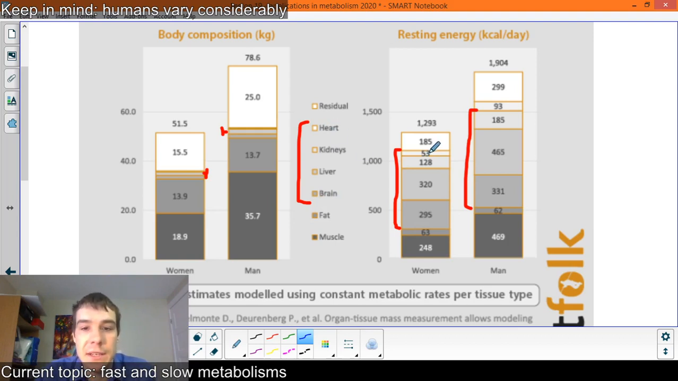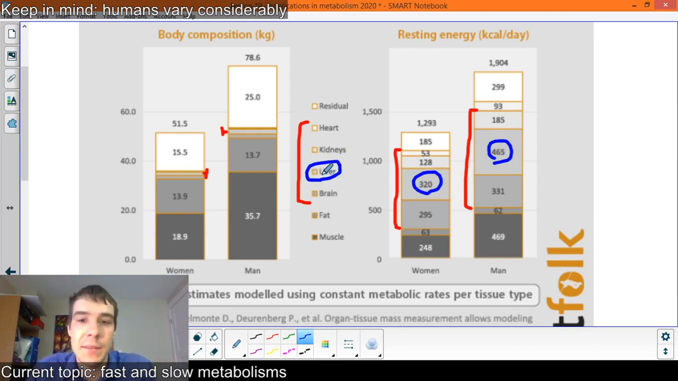But the heart is actually quite low on energy expenditure, 53 calories, 93 calories. The kidneys use twice as much energy as the heart. The liver uses the most energy. The liver is the most energetically intensive organ. And it kind of makes sense when you think about what the liver does.